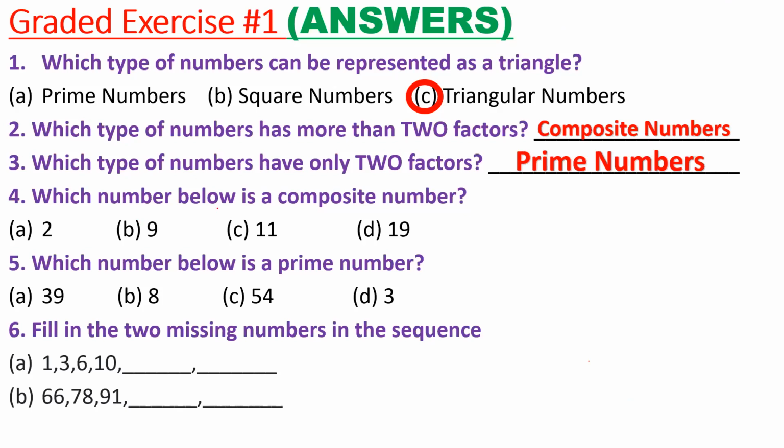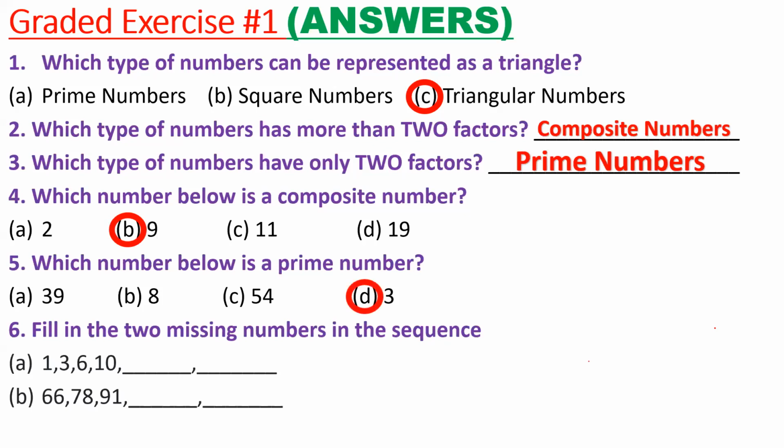Number 4, which number below is a composite number? B9. B9, yeah, that's correct. 2 is prime, 11 is prime, and 19 is prime. Number 5, which number below is prime? D3, sir. What y'all have for number 5? I have 3. Yeah, 3. 3 is prime.